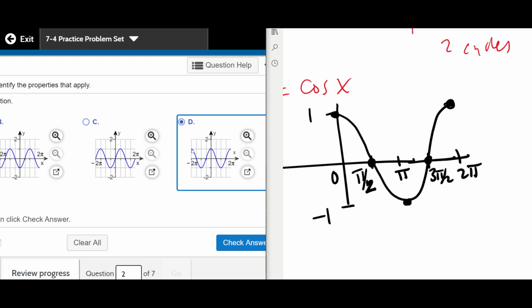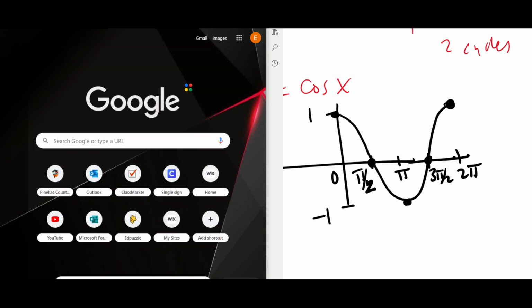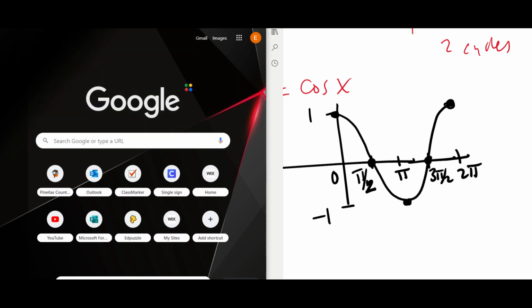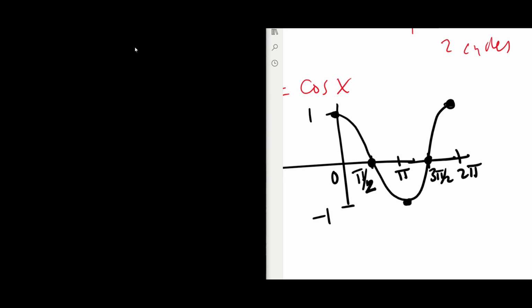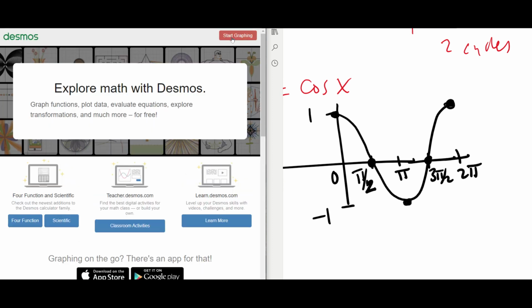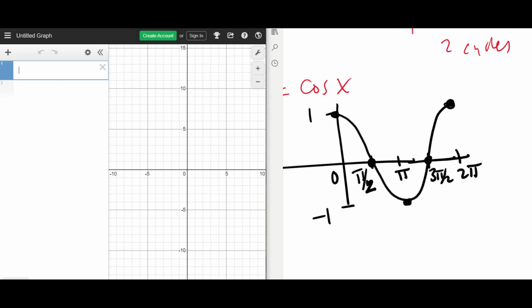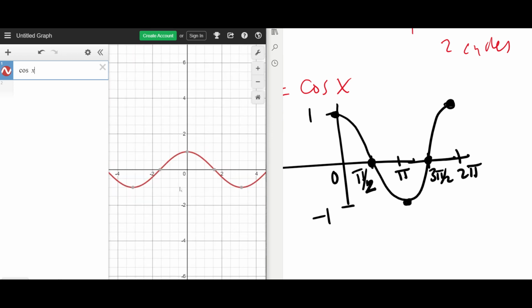Again, you can go on Desmos to make the graph. You can open up another tab and type in desmos.com, then go to start graphing. There's also an app, so you can download the Desmos app on your phone, I believe. Then you just type in cosine of x, and there's your graph. Very simple.